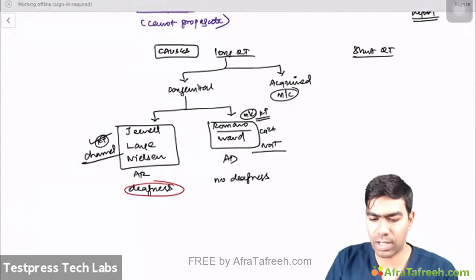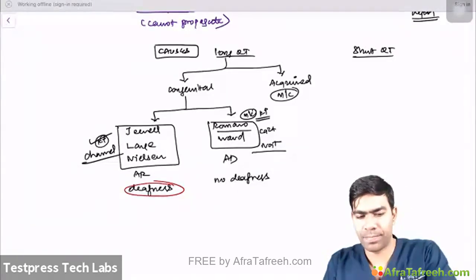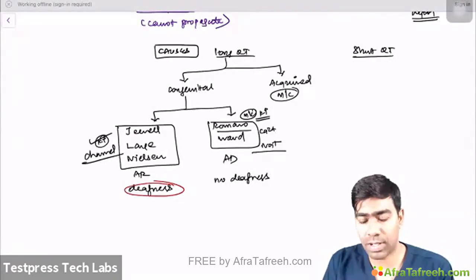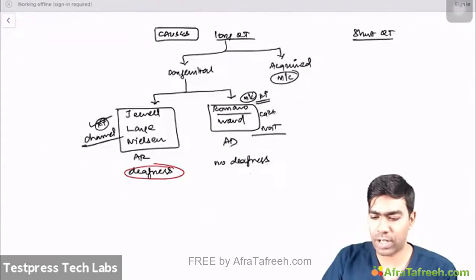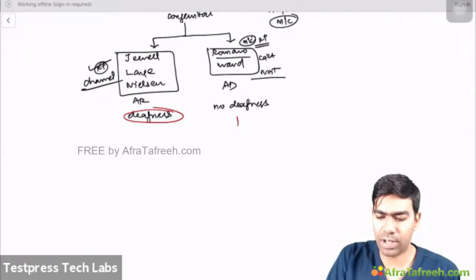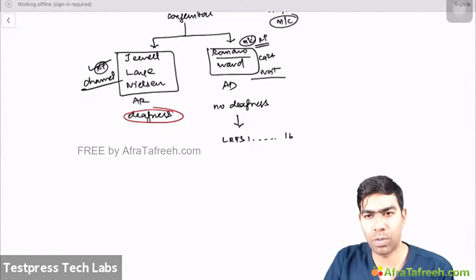But on the other hand, Jervell-Lange-Nielsen syndrome is characteristically due to only the potassium channel defect. Now Romano-Ward syndrome can be further subdivided into many different types. For example, you have many different types of LQTS. Long QT syndromes 1 till 16 have been described. Even 17, 18 have been mentioned by some textbooks.